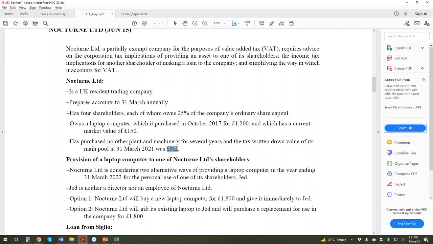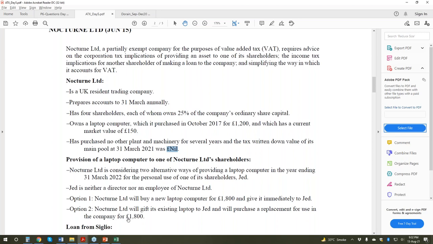Now, if I have to calculate the after-tax cost for the company, in the second option there will be an added advantage to the company. The company is giving the old laptop to Jed and buying a new laptop for itself. If the company is buying the new laptop itself, the biggest advantage will be that the company will be able to claim capital allowances. For example, as it is a laptop, it will qualify for 100% AIA. So the company will be able to claim the 100% deduction and 19% tax saving on that.